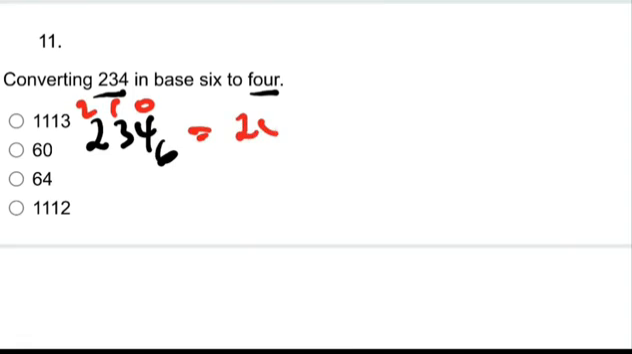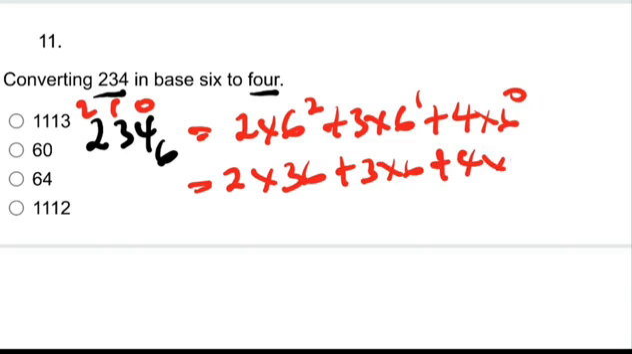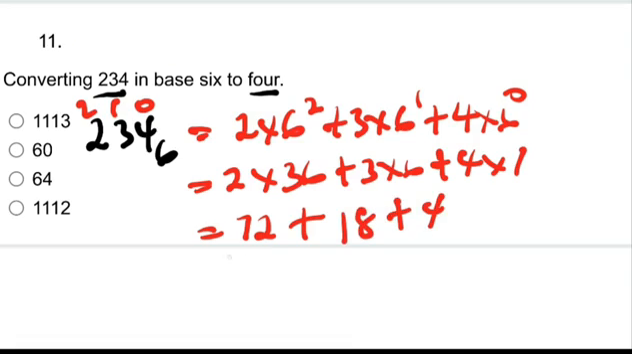That gives 2 times 6 raised to power 2 plus 3 times 6 raised to power 1 plus 4 times 6 raised to power 0. So this gives 2 times 36 plus 3 times 6 plus 4 times 1. So 2 times 36 is 72, plus 3 times 6 is 18, plus 4. Adding everything together, this is 94. So it is this 94 that will convert to base 4.